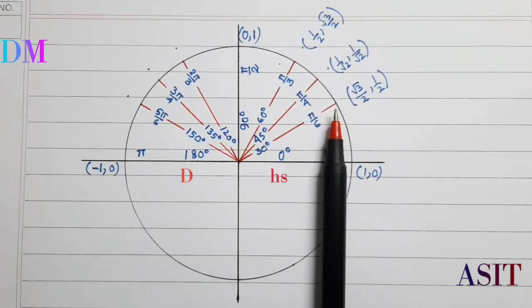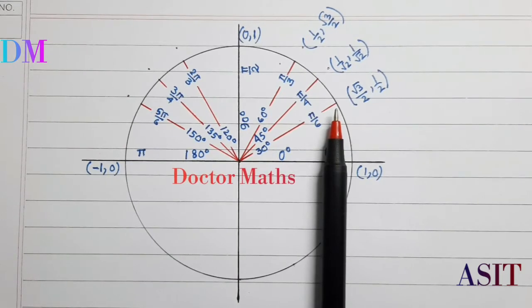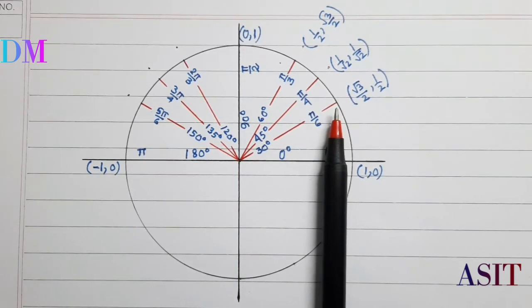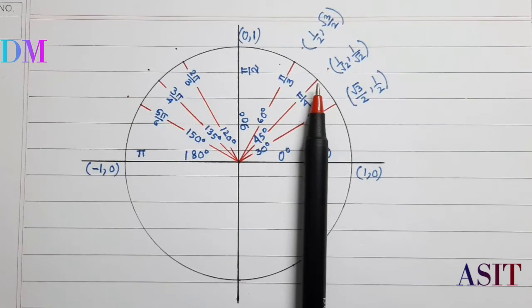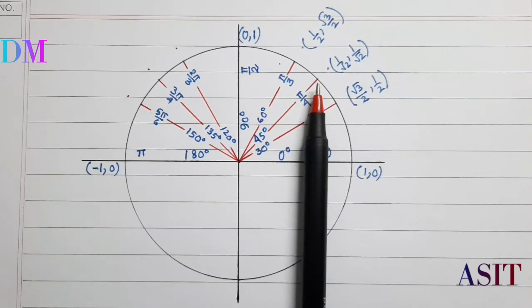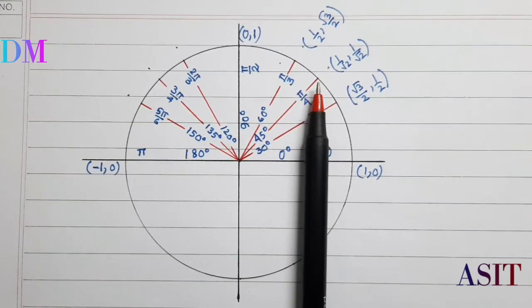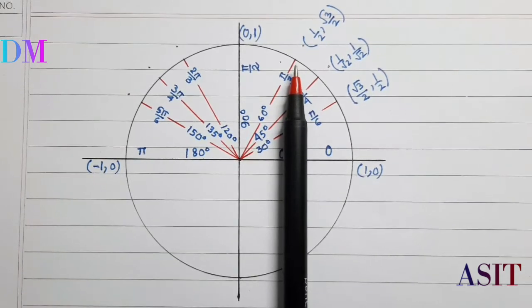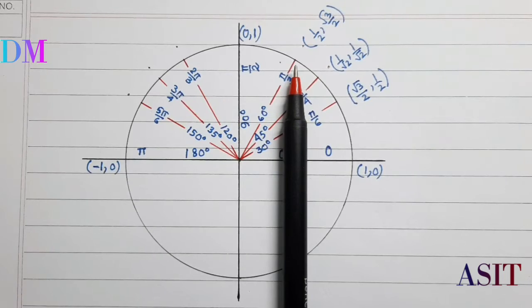Now in this diagram we can see that at x equals 30 degrees, that is at π by 6, the value of cos π by 6 is root 3 by 2 and sine π by 6 is half. At π by 4, cos π by 4 is 1 by root 2 and sine π by 4 is again 1 by root 2. And at x equals π by 3, cos π by 3 is half and sine π by 3 is root 3 by 2.